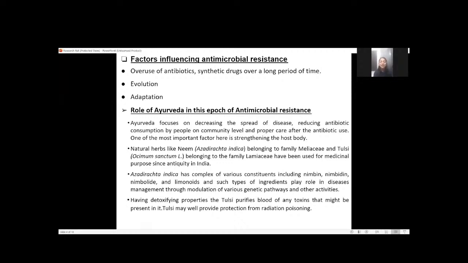Natural herbs like Azadirachta indica, belonging to family Meliaceae, and Tulsi, belonging to family Lamiaceae, have been used for medicinal purposes since antiquity in India. Azadirachta indica has a complex of various constituents including nimbin, nimbidin, nimbolide, and limonoids, and such ingredients play a role in disease management through modulation of various genetic pathways and other activities. Having detoxifying properties, Tulsi purifies blood of any toxin that might be present. Tulsi may well provide protection from radiation poisoning.